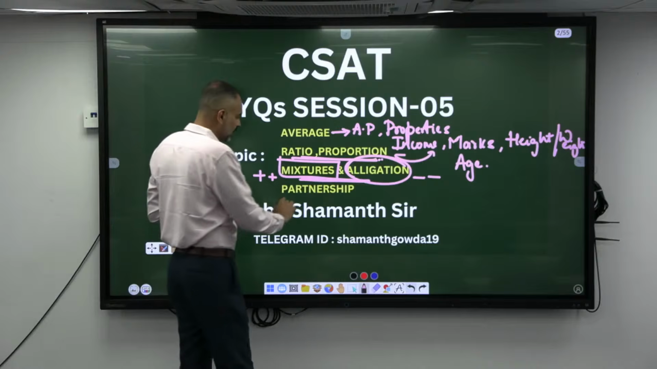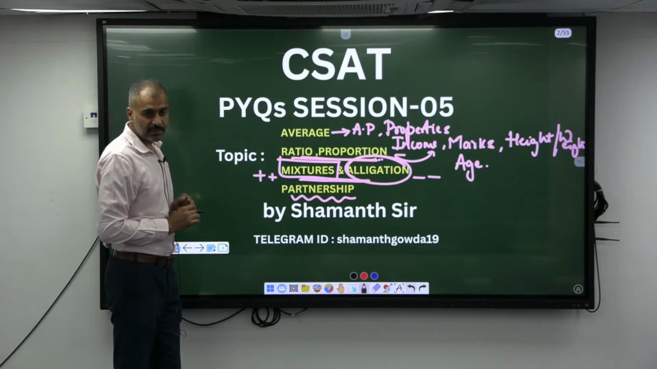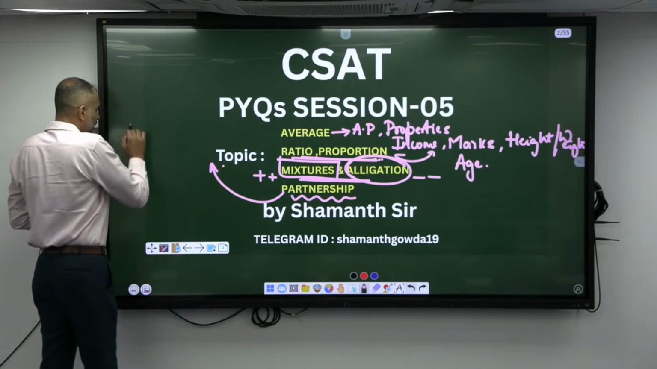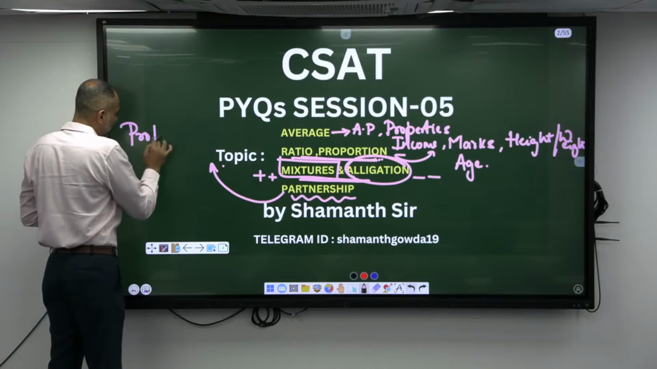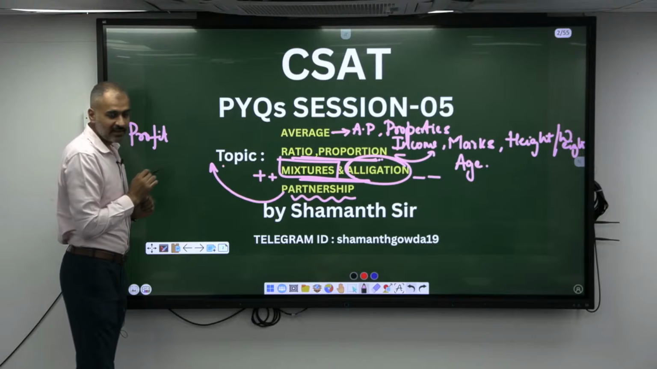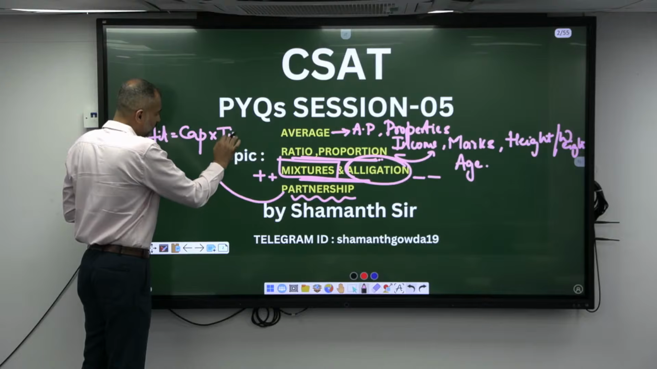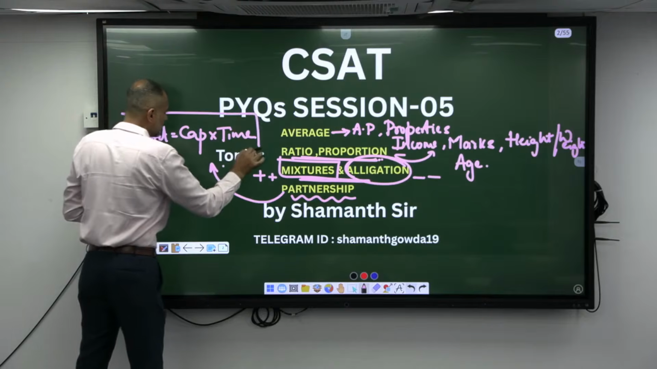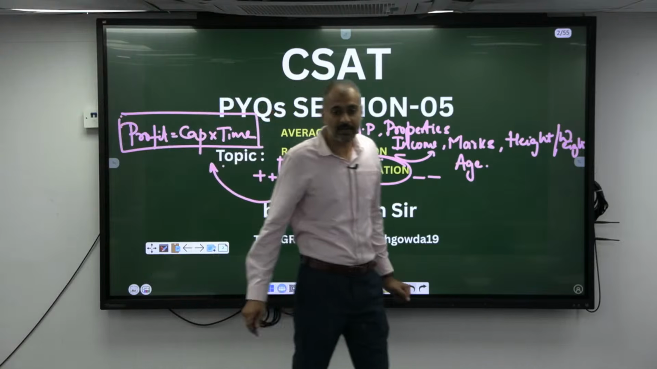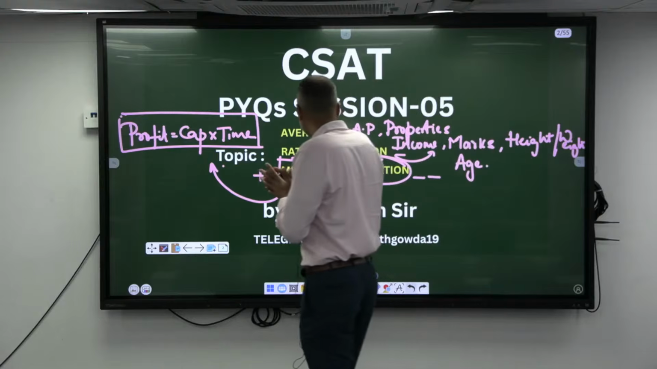And similarly the partnership. Partnership depends on only one simple concept. In the partnership, the profit has to be divided. On what basis does profit have to be divided? Capital and time. Very simple concept, very direct questions you will get. Profit depends on capital and time, madam, isn't it? Your profit depends on what ratio? Your capital as well as the time.